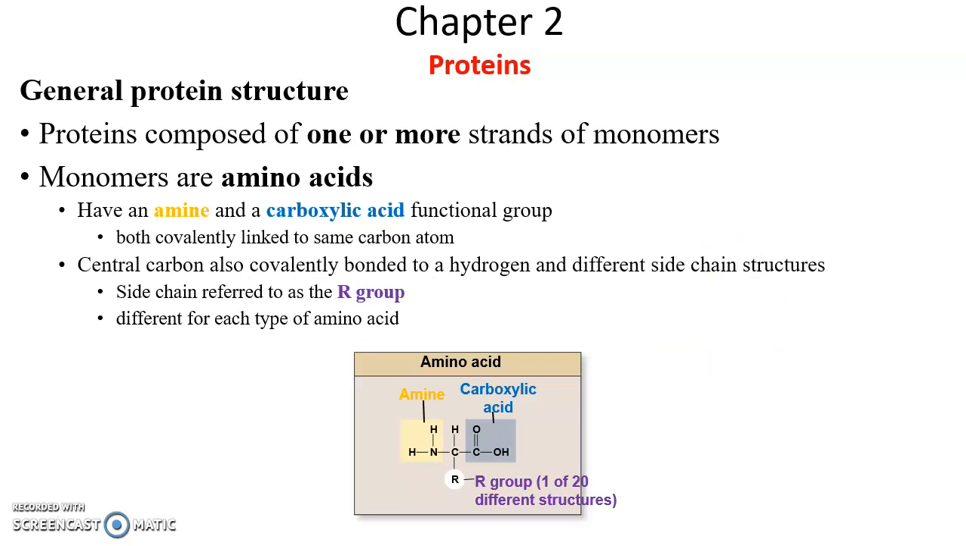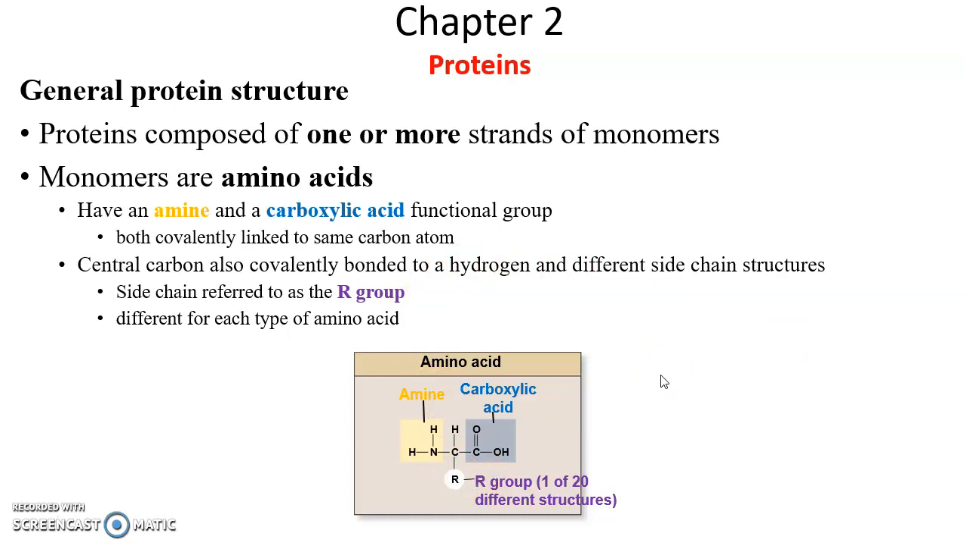So the general structure of a protein is one or more monomers, the monomers in proteins being amino acids. Technically one amino acid is called an amino acid, not a protein. But proteins are made up of long strands of amino acids. Amino acids always have an amine group, a carboxylic group, and an extra R group off of the central carbon. And that R group has up to 20 possibilities. That's how the different amino acids are different from each other. They're different by the R group.